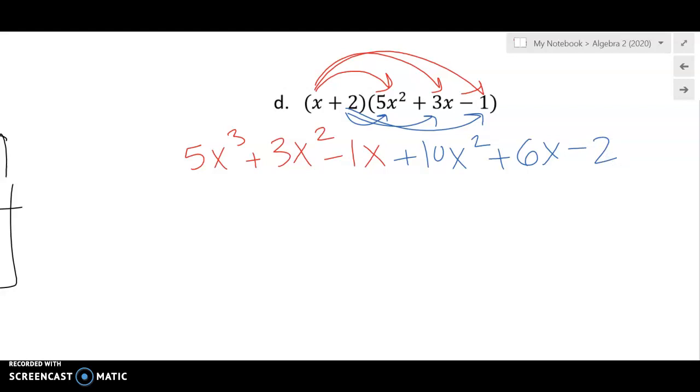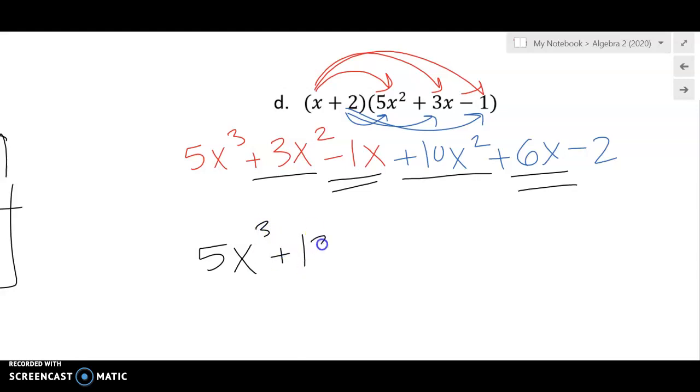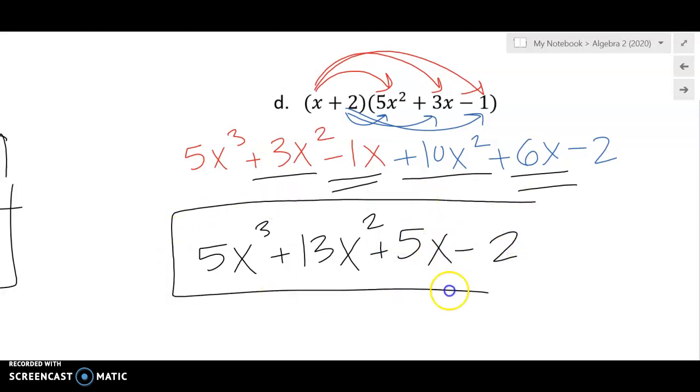Once you have this, it kind of looks like yesterday where it's all in a line like that and you just combine like terms. So I'm going to look through and underline. I have a 3x squared and a 10x squared. I'm going to combine those. I have a -1x and a positive 6x. I'm going to combine those. So the 5x to the third drops down. Then the 3x squared and the 10x squared fuse together and give me a 13x squared. And then the -1x and positive 6x give me a positive 5x. And then the -2 on the end. And that would be my final answer.